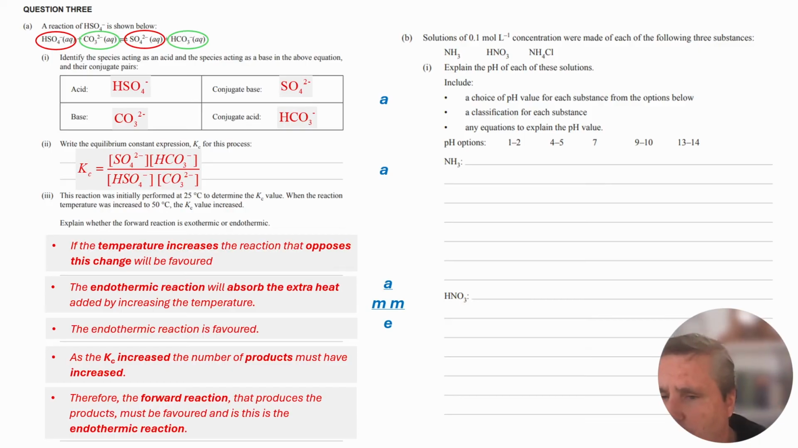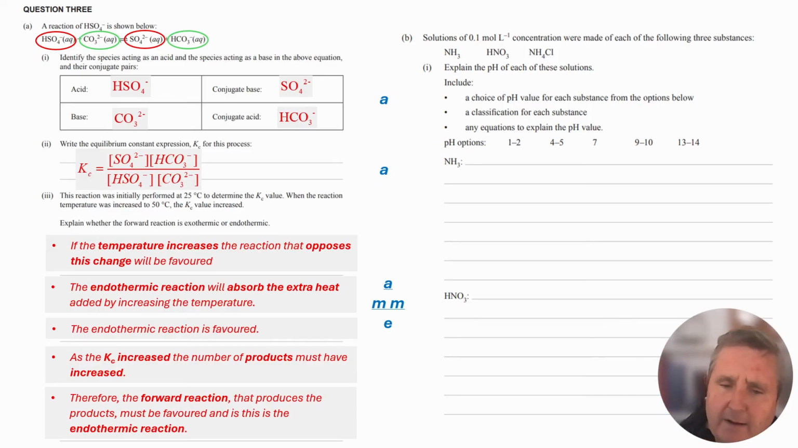Okay, so next part, solutions of 0.1 mole concentrations were made of each of the following. Okay, so they've given us some acid, but this is an acid-base question. They've given us 3 solutions. Can you recognize which ones are acids, bases, or if it is an acidic salt or an acidic base? Okay, so explain the pH of each. So we need to identify one and explain the pH. This is on the harder end of the spectrum of these types of questions, but we can do it.